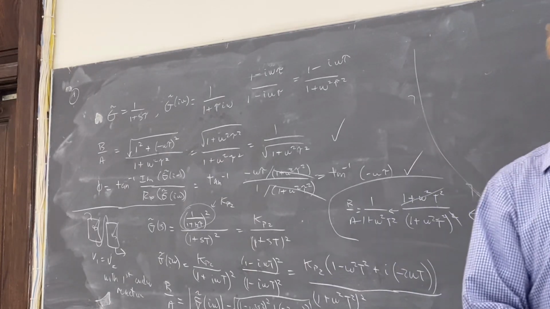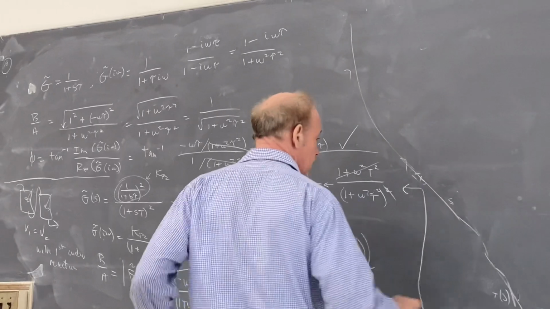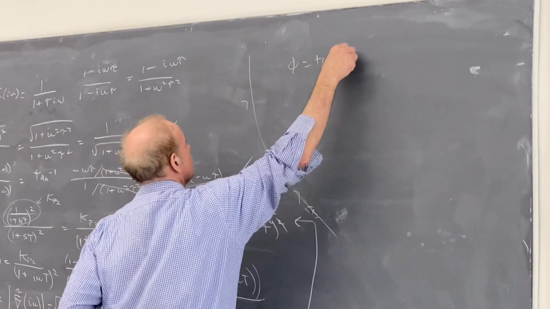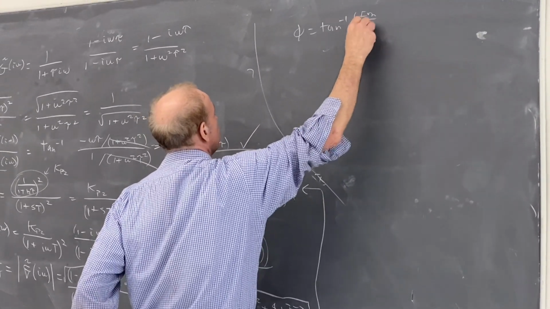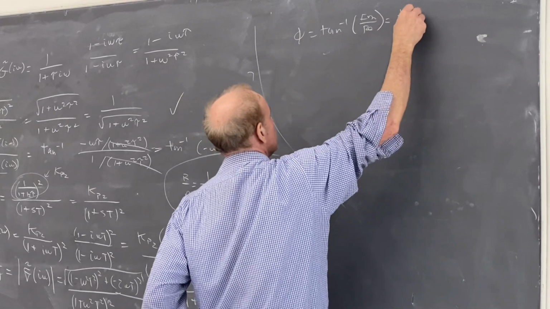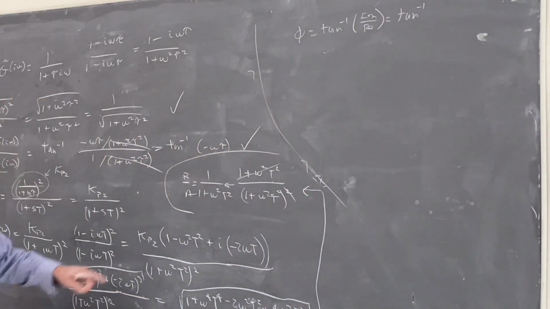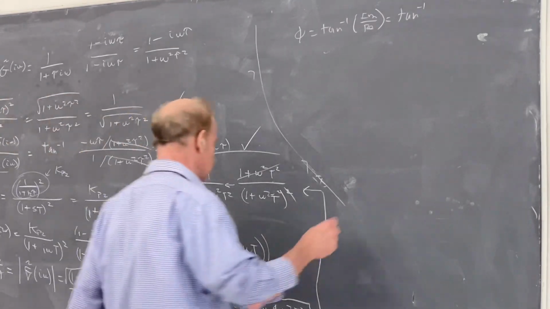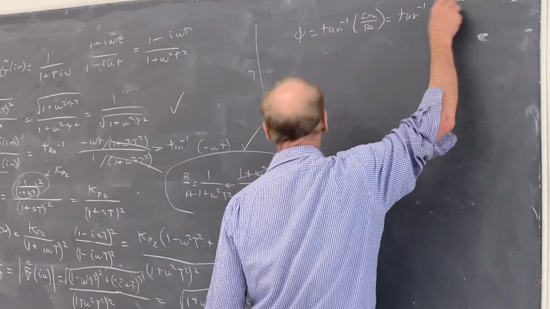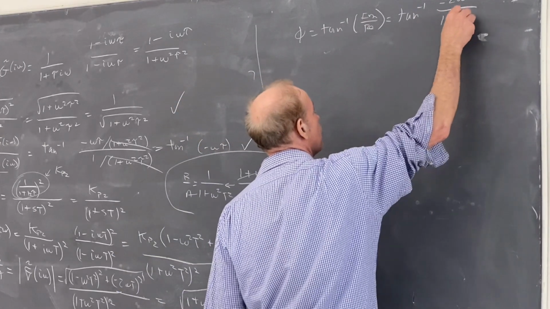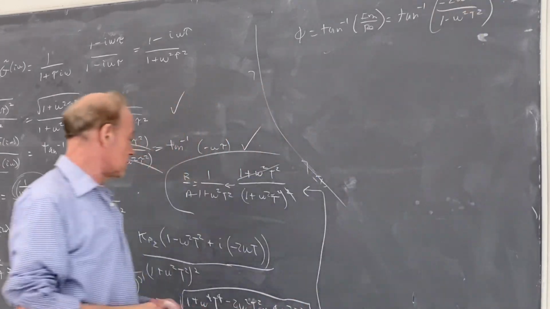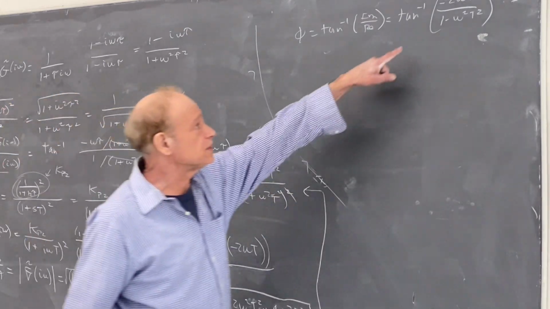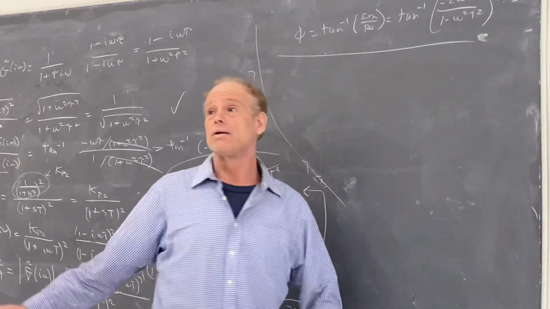Questions? And let's do 5. 5 is the arctangent of the imaginary part over the real part. Well, the imaginary part, they both have the same denominator, so they're going to cancel. The imaginary part is minus 2 omega tau divided by 1 minus omega squared tau squared. The imaginary part is this over this, and the real part is this over this. So the bottoms cancel, and I just get that. Questions?